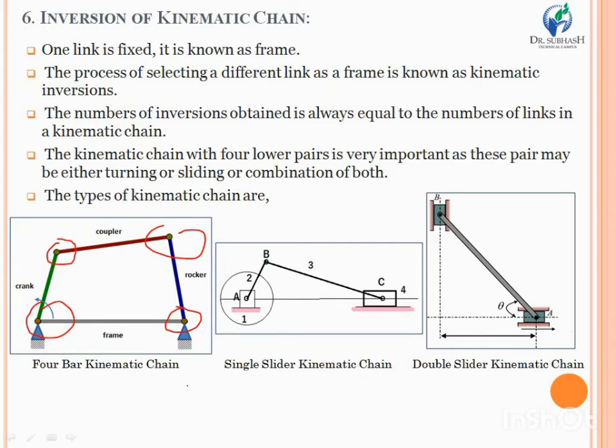If we talk about the single slider kinematic chain, it has basically 3 turning pairs, and of course one sliding pair. Similarly, you can also analyze and calculate the number of sliding pairs and turning pairs in the case of the double slider kinematic chain.